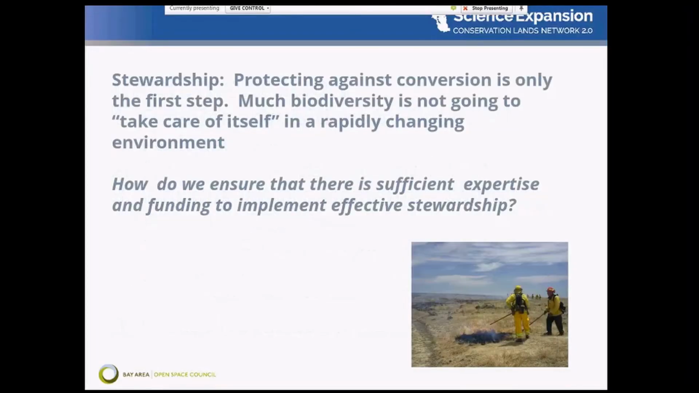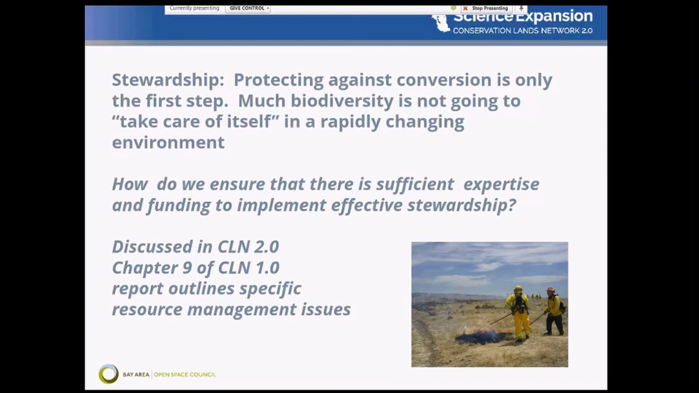Then the big issue of stewardship, we didn't really have time to get into it, but protecting against conversion is a necessary first step, but biodiversity is not going to take care of itself in our rapidly changing environment. So we want to bring forth the issue of how do we ensure there's sufficient expertise and funding to implement effective stewardship. We discussed this in CLN 2.0.